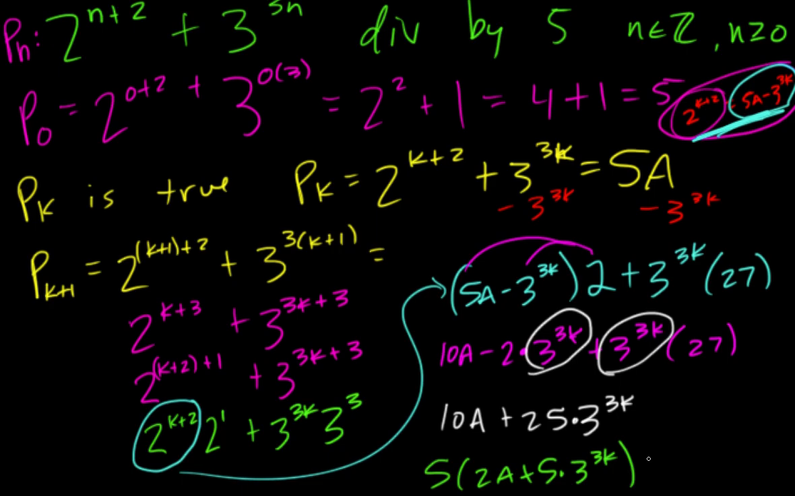And so since we proved that P of k plus 1 is true when we assumed that P of k was true, we know that if we know any starting spot, the next spot will be true. And then if that next spot must be true, then the spot after that will be true. And then the spot after that, and that's how mathematical induction works.